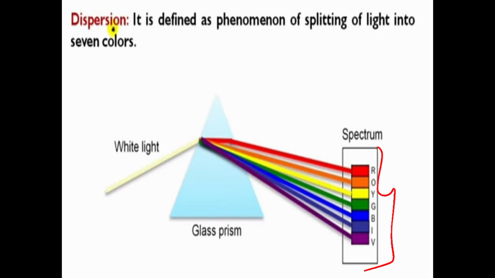We can term them as VIBGYOR, which is an easy acronym that will help you to remember it easily. VIBGYOR, that is violet, indigo, blue, green, yellow, orange and red. So let's study this in detail. This was just a simple definition. Dispersion is defined as the phenomenon of splitting of light into 7 colors.